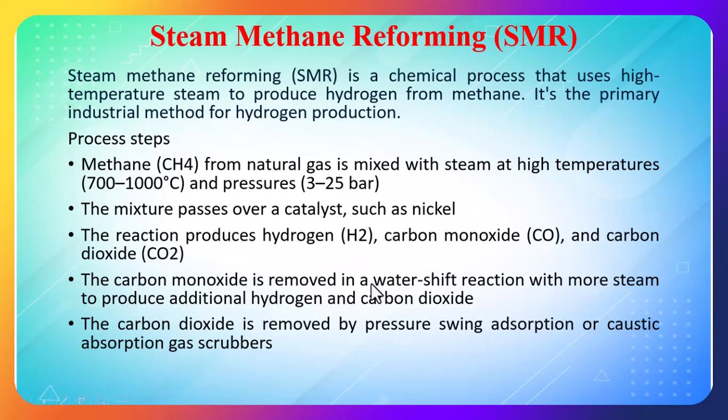The carbon monoxide is removed in a water gas shift reactor with more steam to produce additional hydrogen and carbon dioxide. So when you pass this carbon monoxide with water, again you get hydrogen. That hydrogen is liberated and the carbon forms carbon dioxide. The carbon dioxide is removed by pressure swing adsorption or a gas scrubber. So I will deposit this carbon, scrub it, and use the carbon for some other purpose. So nothing is sent to the environment to pollute. Whatever I get from the entire reaction, I try to use it.